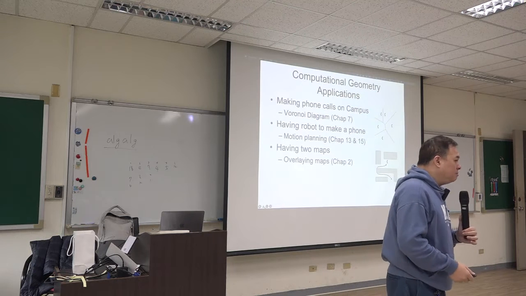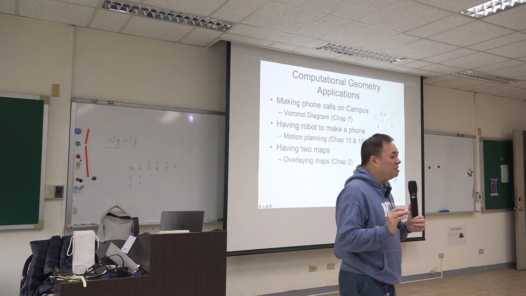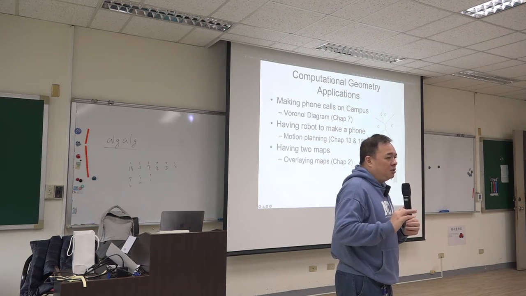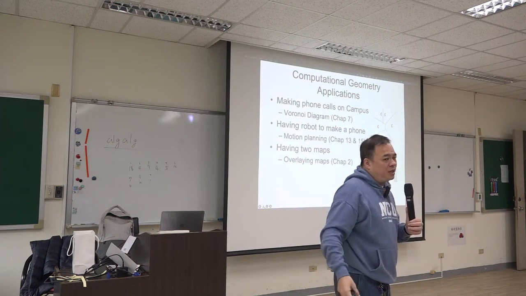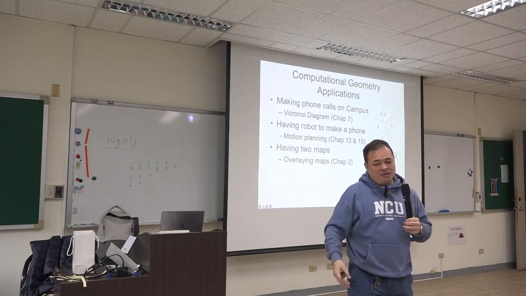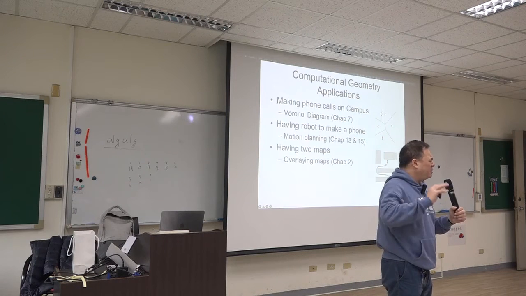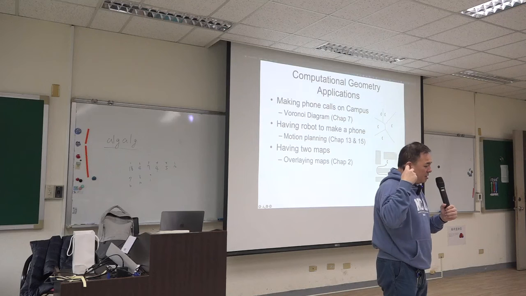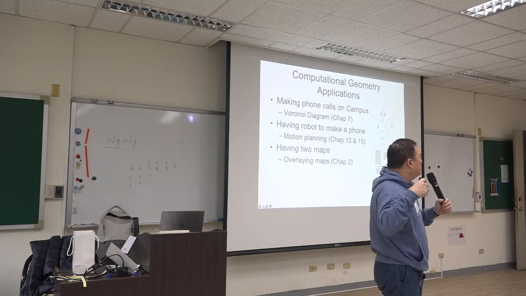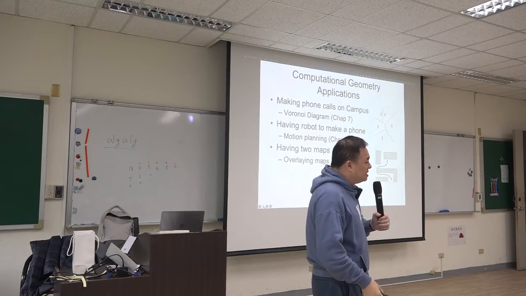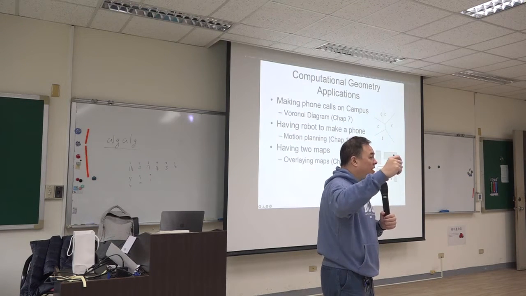So let's simplify the case a little bit. Assuming the campus doesn't have any building on campus. Obviously, this is not the case, right? We have some department buildings on campus. But let's imagine that all these buildings are removed for now, because this will make the problem easier. And we want to go to the nearest phone booth.